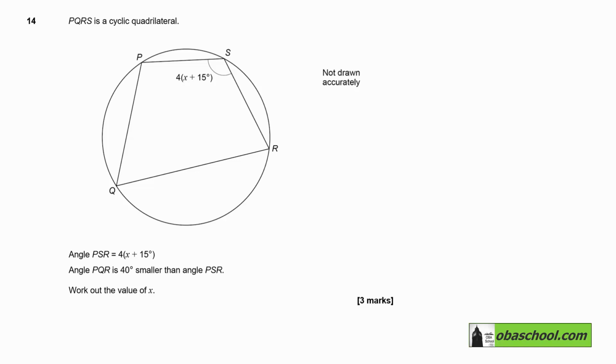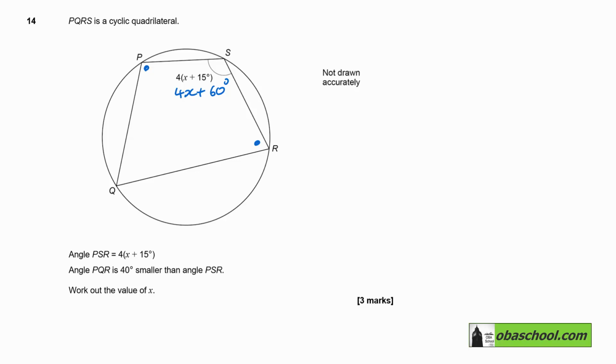PQRS is a cyclic quadrilateral. That means that opposite angles would add up to 180. So this angle here and this angle here would add up to 180. Angle PSR is 4 bracket x plus 15. That means we could expand this out and write it as 4x plus 60 degrees.